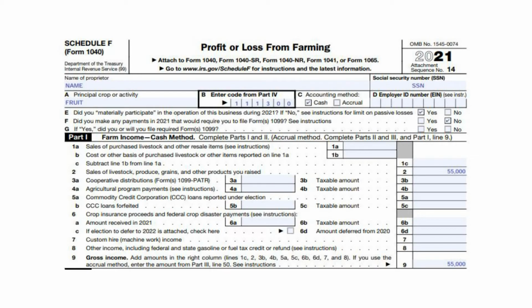In Box C, put your accounting method. In this example, it is cash. In Box D, put your employer identification number if you have one. In this example, you do not, so leave it blank.